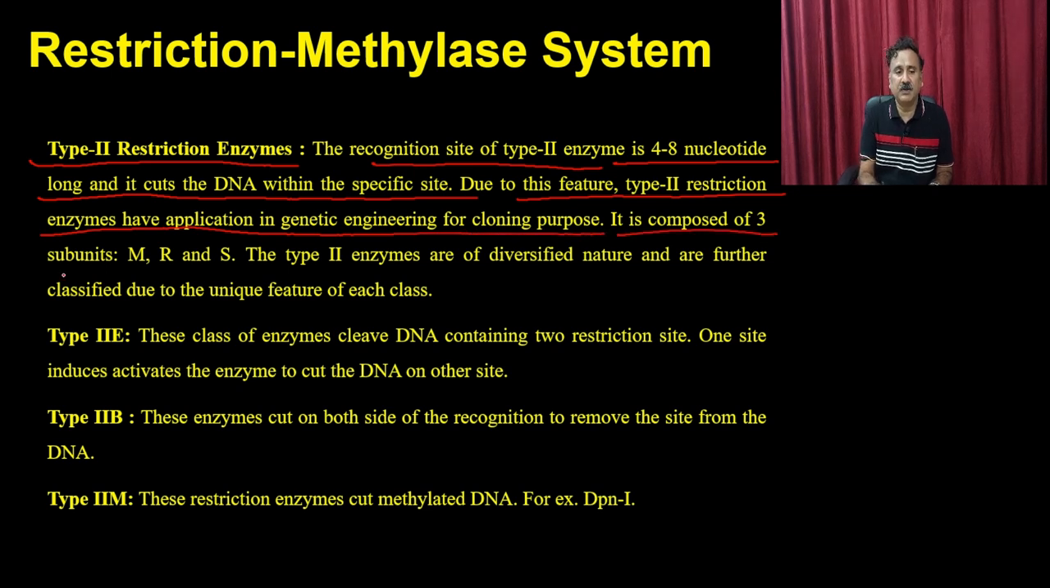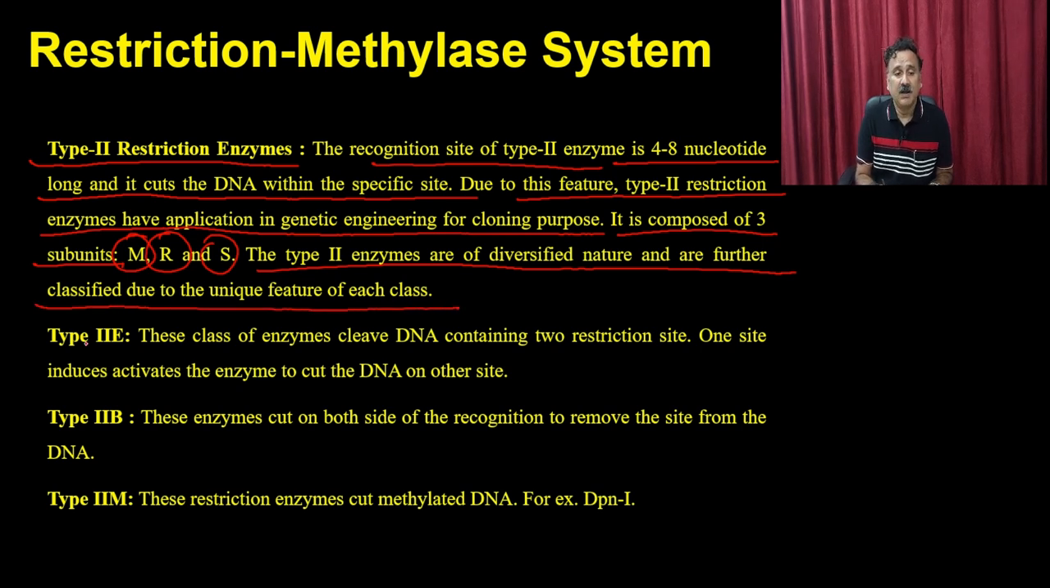It is composed of three subunits, M, R and S. The type 2 restriction enzymes are of a diversified nature and are further classified due to unique features of this class. For example, you can have type 2E, type 2B and type 2M.